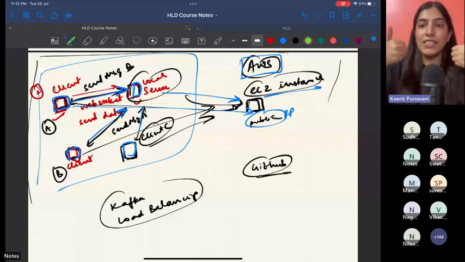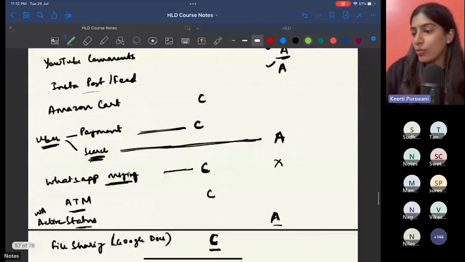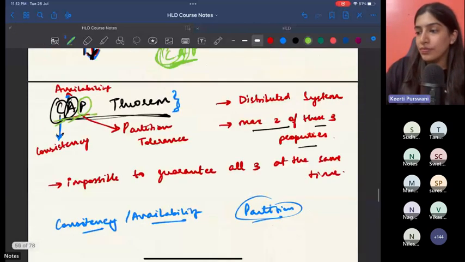If anyone wants to take pictures for Insta or LinkedIn, this is the time. I don't know what to open right now. Cool.